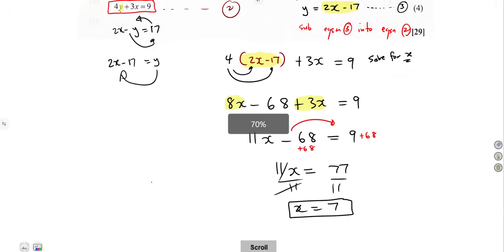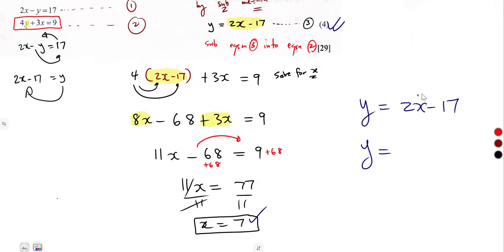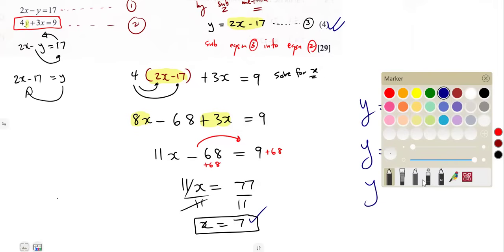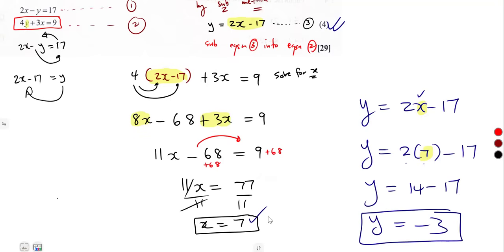So to find the value of y, guys, it's easier for us to use equation 3, because already in equation 3 we have y as the subject, 2x minus 17. Where x is 7, you can simply put it there: 2 times 7 minus 17. In place of x, you simply put 7. That's the substitution method. 2 times 7, that's 14, minus 17. So y is going to give us negative 3 at the end.